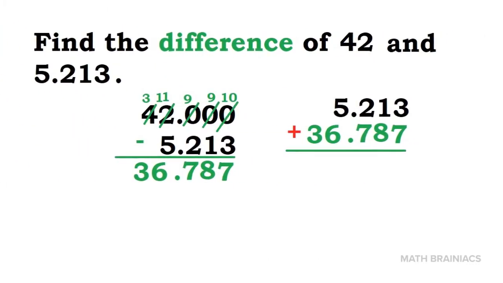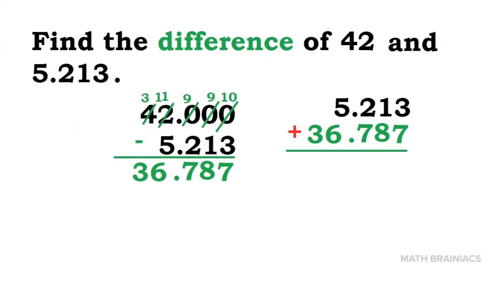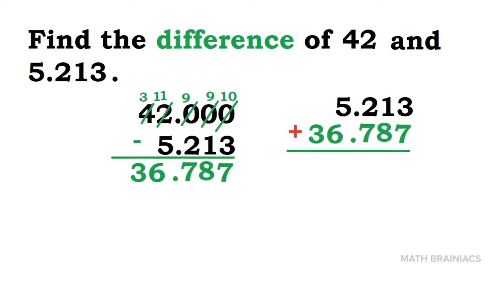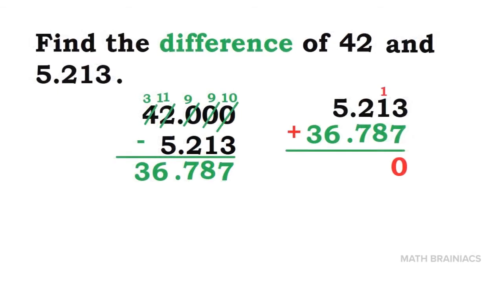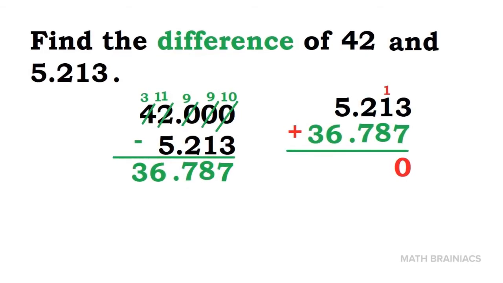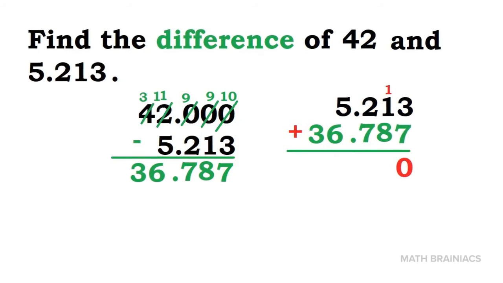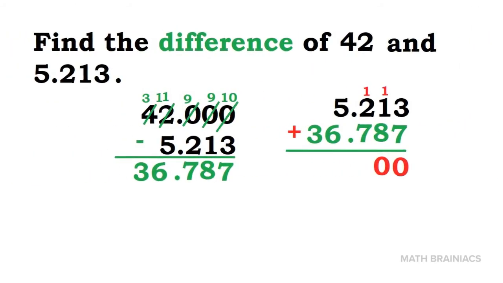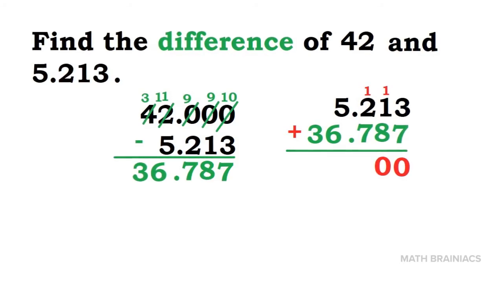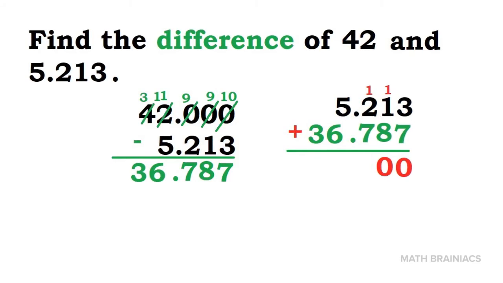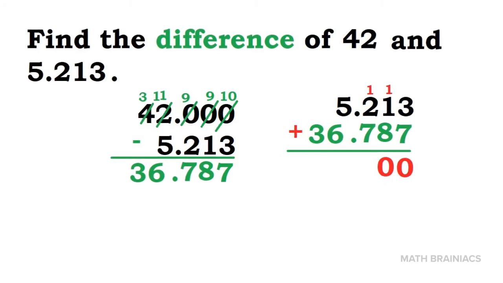To check if our answer is correct, we're going to add the subtrahend and the difference. 5.213 plus 36.787. 3 plus 7 is 10. We're going to write down the 0 and carry over the 1 on the hundredths place. 1 plus 8 is 9, plus 1 on the carried over number. It will give us 10. Therefore, we're going to write down the 0 and carry over the 1 on the tenths place.